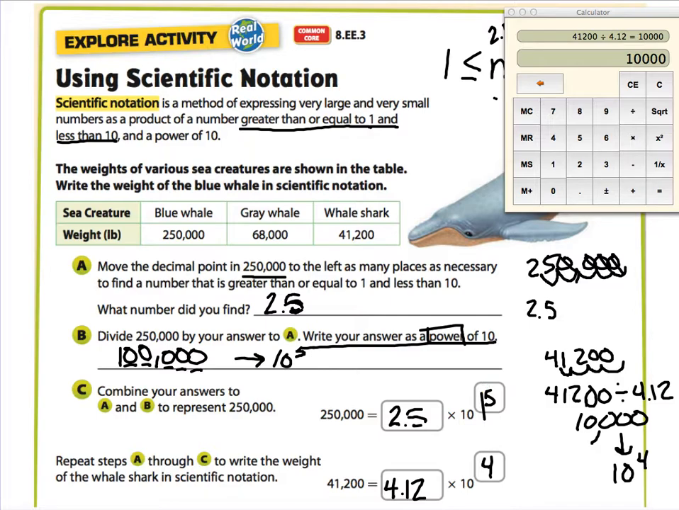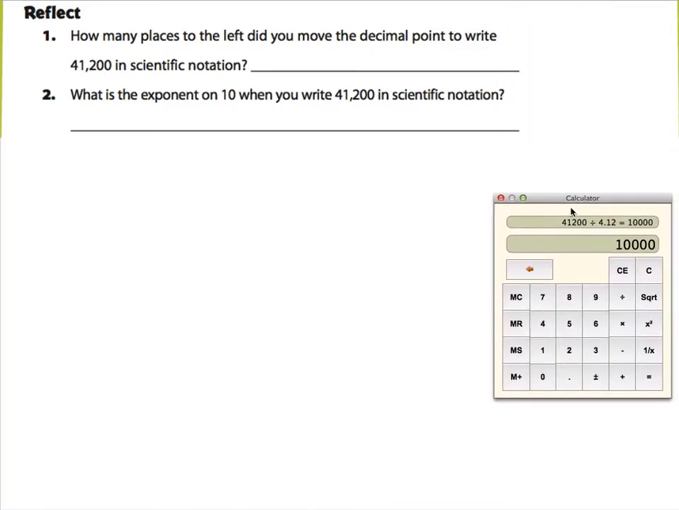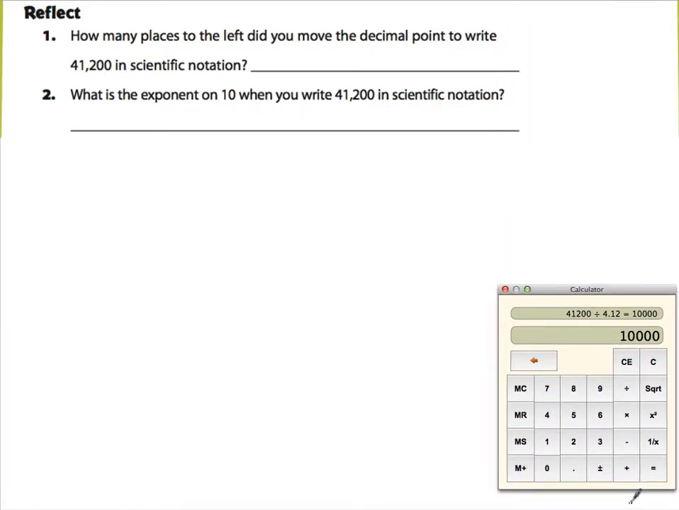All right, so here we're more so taking a look at how it works and what's happening. Yes, there is a little shortcut, which we'll talk about. But again, if you take your original number and divide it by that number between 1 and 10 that you get, it'll help you determine if you got the correct power of 10.